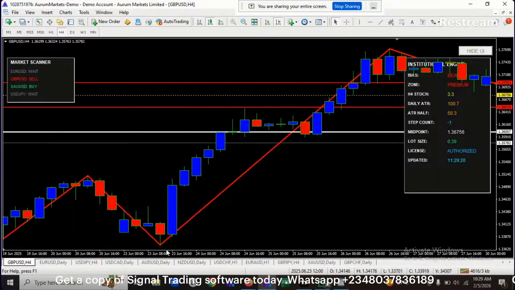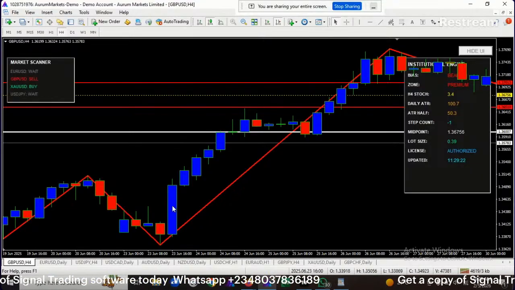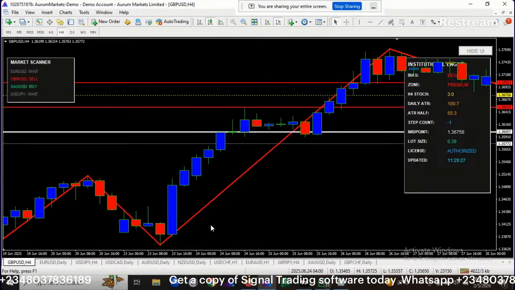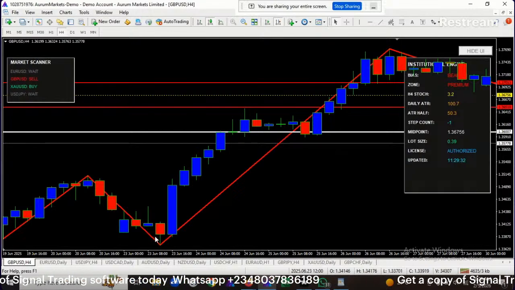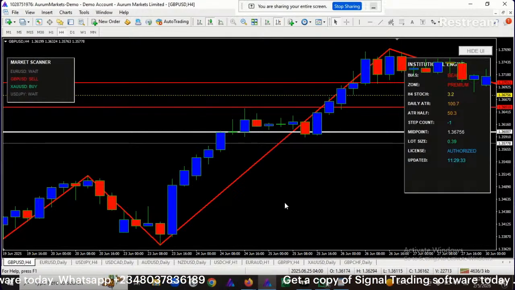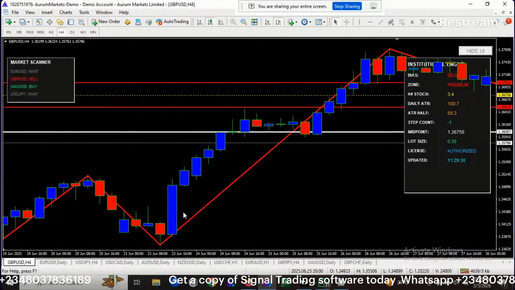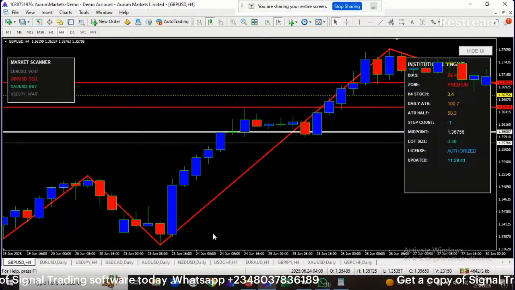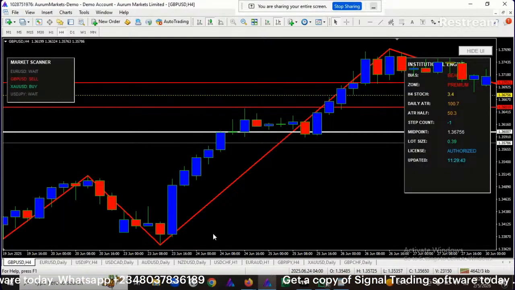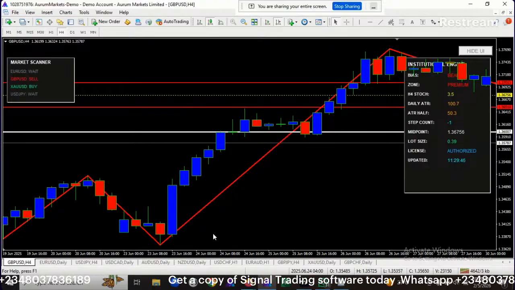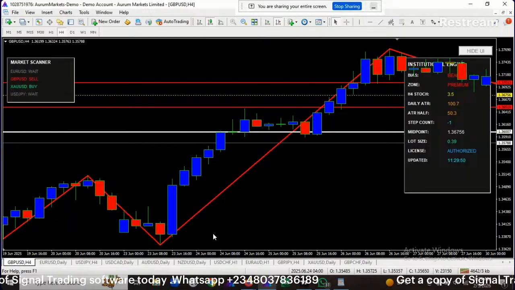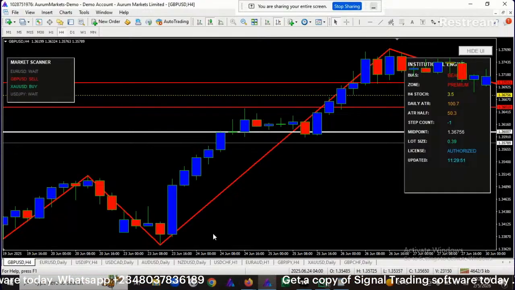And anytime you see this bullish engulfing pattern form on the chart, you should be looking for a buy opportunity. The opposite will be a bearish engulfing pattern. When a bearish candle engulfs a bullish candle, that will be a bearish engulfing, and that forms in an upward trend. Bullish engulfing pattern forms in a downward trend. It's that simple.